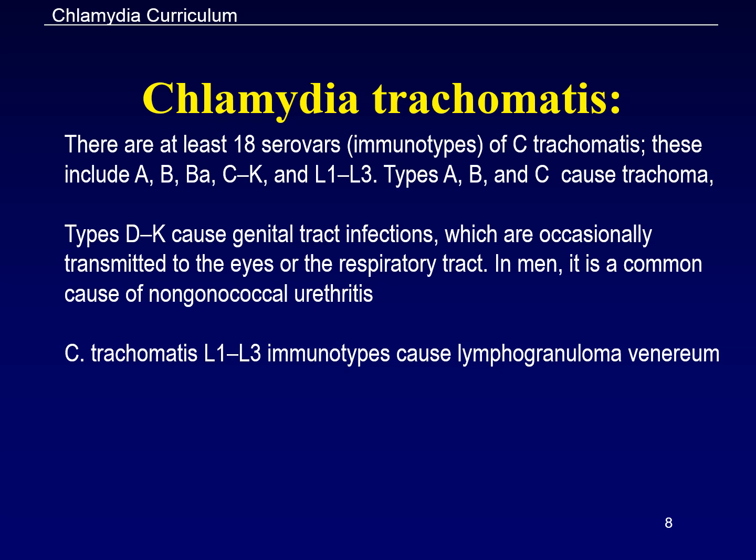These D to K genital tract infections can sometimes be transmitted to the eye or sometimes to the respiratory tract. In men, D and K cause non-gonococcal urethritis, which is characterized by urethral discharge, and sometimes this infection progresses to cause prostatitis and epididymitis, in addition to bronchitis.